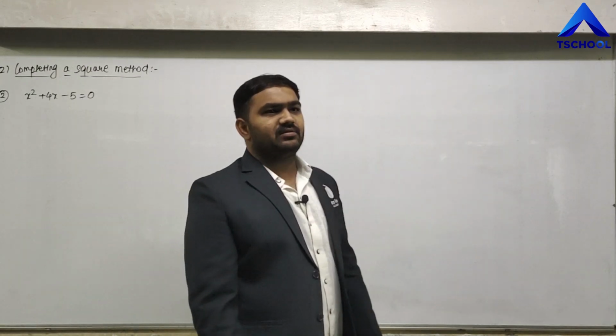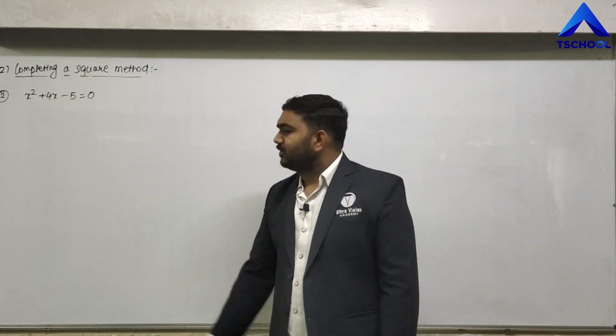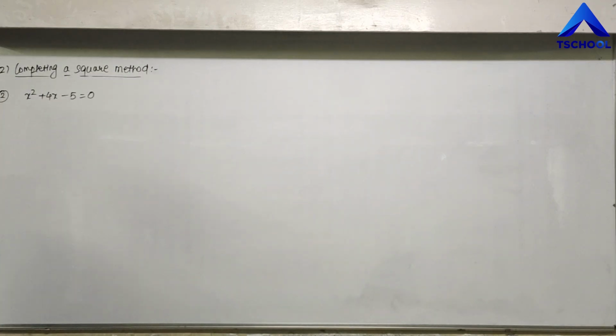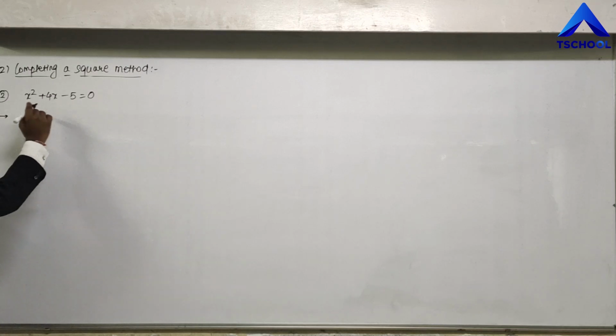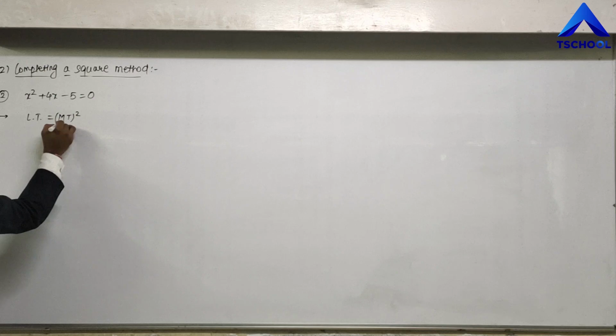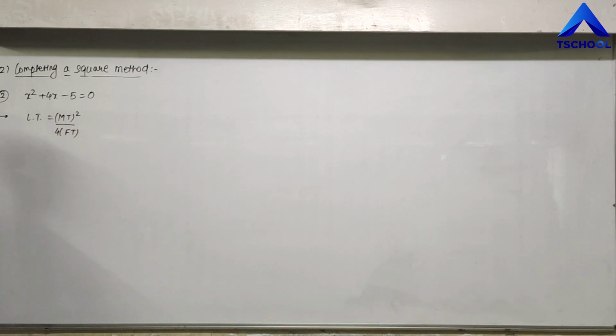Yes, the first term must be a perfect square. Here the coefficient of x square is 1, and hence x square is already a perfect square. That means there is no need to multiply anything over here. Now what you are going to do? Calculate the last term. That means last term equals to middle term square upon 4 into first term, right?